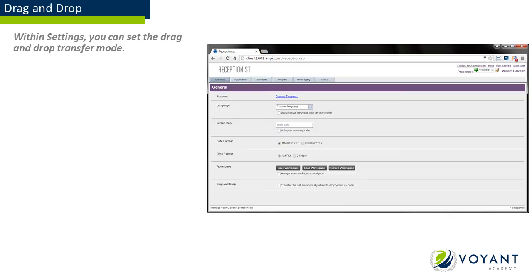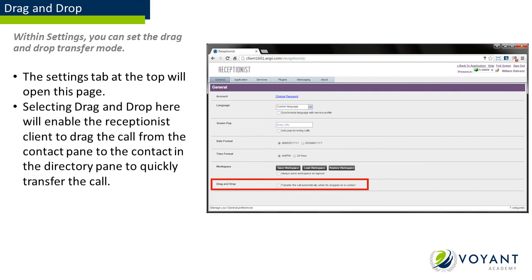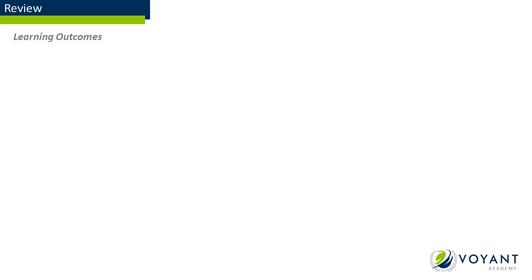The settings screen offers a way to configure the interface to more quickly transfer calls. You can find this screen by following Settings at the top of the interface. Drag and drop is a setting that will grant the receptionist the ability to simply drag a call to a contact in order to transfer it. All other receptionist functionality will remain the same.